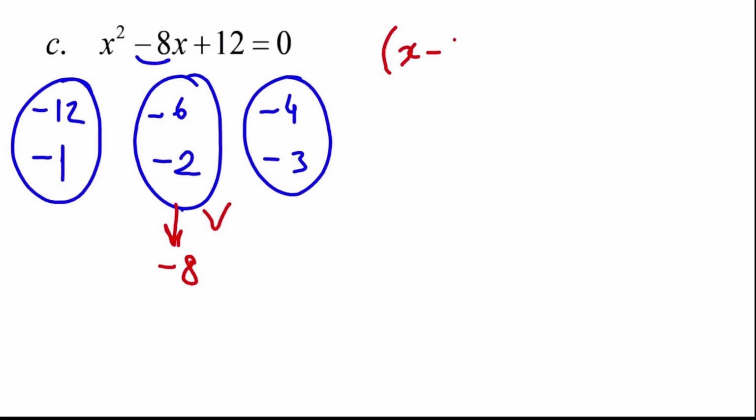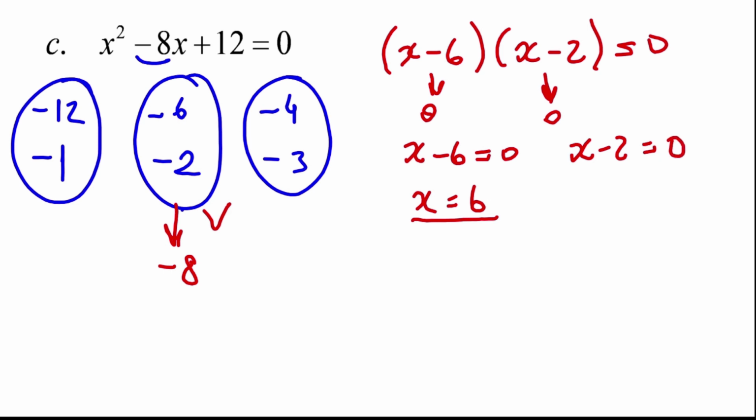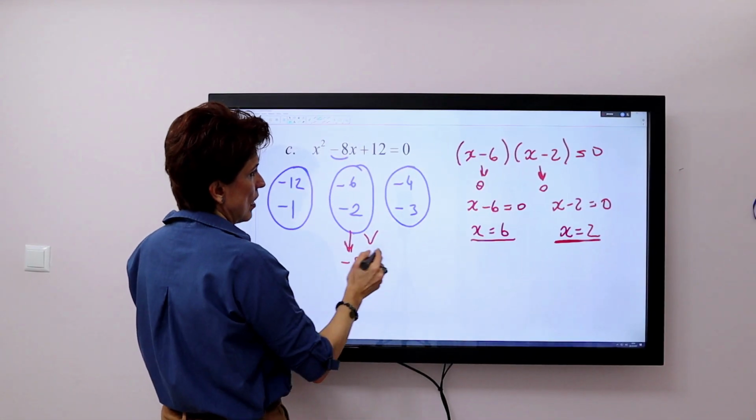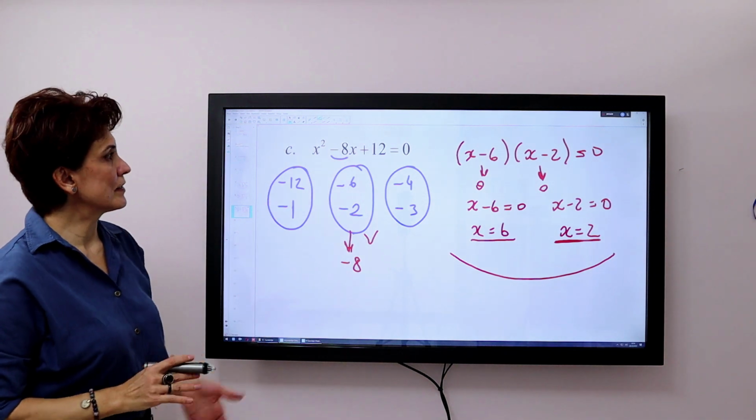(x - 6) times (x - 2) is 0. First one could be 0, second one could be 0. First one is 0, x here. If you move -6 to the other side, we need to change sign, which is 6, right? Here, x - 2, if we move -2 to the other side, again we change the sign, which is positive 2. Okay? Here, we found 2 different solutions for this quadratic equation.